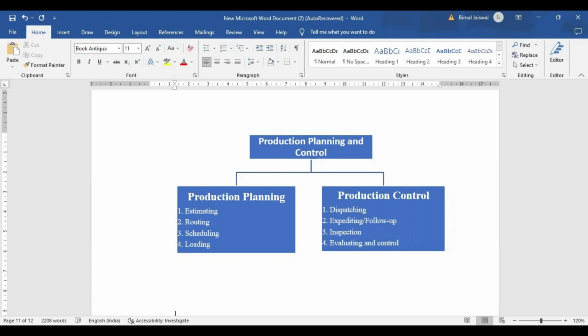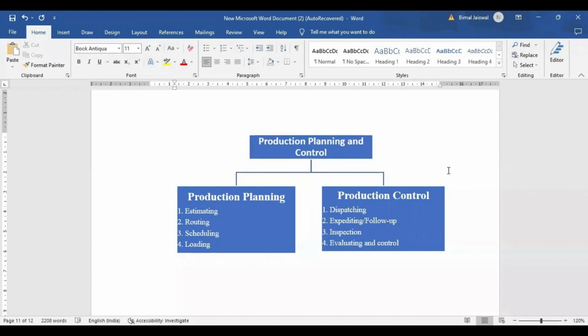The proper layout has to be prepared. That is routing. Routing means we can say the layout, the map, has to be considered: from where the material will be inserted, how the procedure will be done, and what are the various spare parts or plants in between that have to operate. That is the route plan.